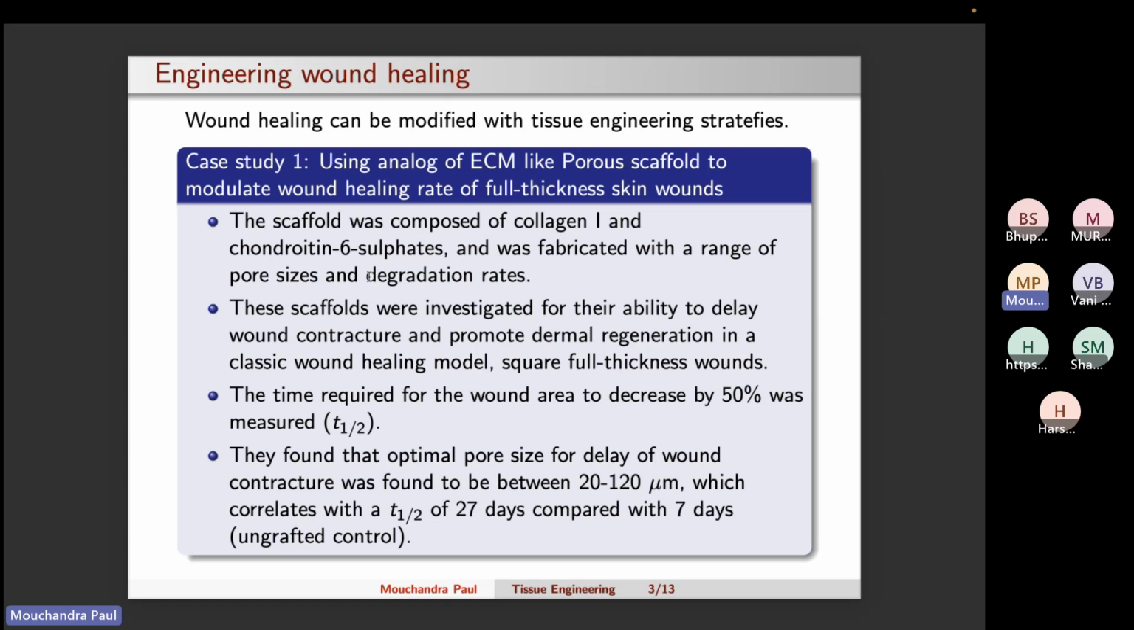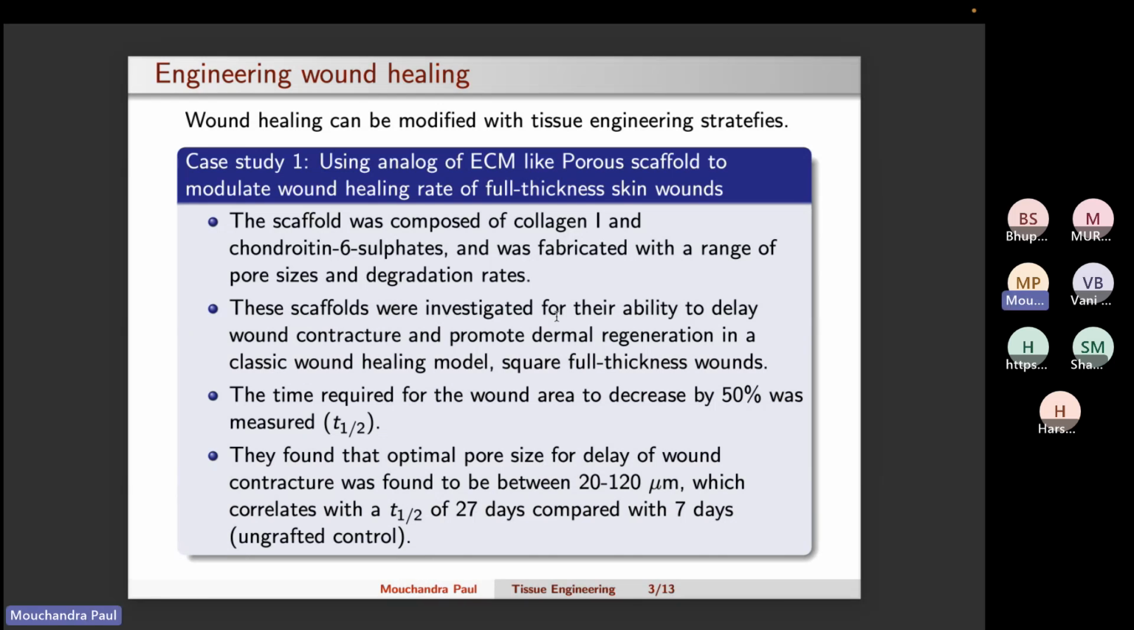So for most tissue engineering applications, people want to use a material, or a collection of materials, which are biodegradable, meaning which can be degraded in the presence of some biological enzymes that are already present in our body. So this is how they started their study.